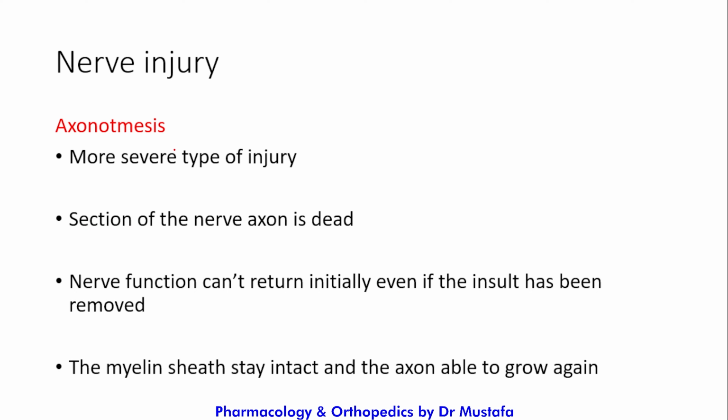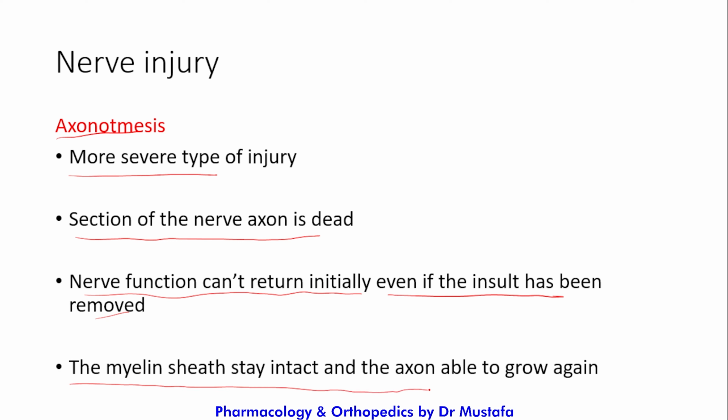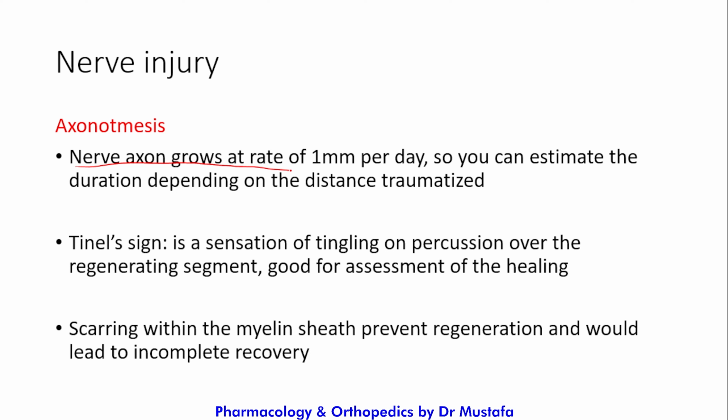The second injury is axonotmesis. It is a more severe type of injury. There is a section of the nerve, the axon is dead. The nerve function can't return initially even if the insult has been removed. The myelin sheath stays intact and the axon is able to grow again, because remember, the nerve has the ability to regenerate. The nerve axon grows at a rate of 1 millimeter per day, so you can estimate the duration depending on the distance traumatized.